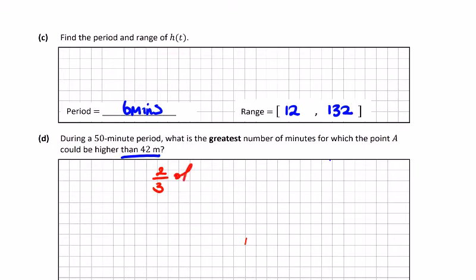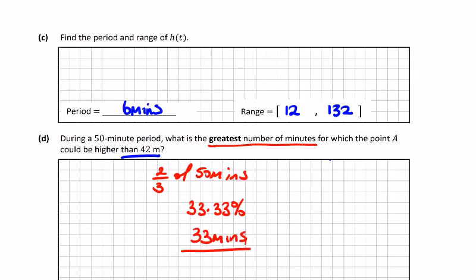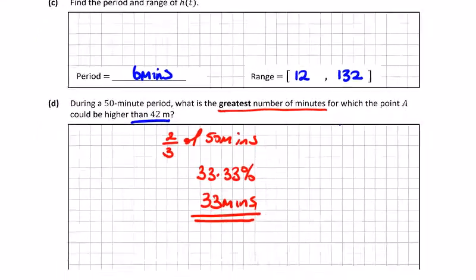2/3 of 50 minutes. That's what they're looking for here: 50-minute period, greatest number of minutes. So 2/3 of 50 is going to be 33.33 minutes, so 33 1/3. So the greatest number of minutes, I think 33 minutes here. It doesn't say greater than or equal to. I think 33 would be correct.